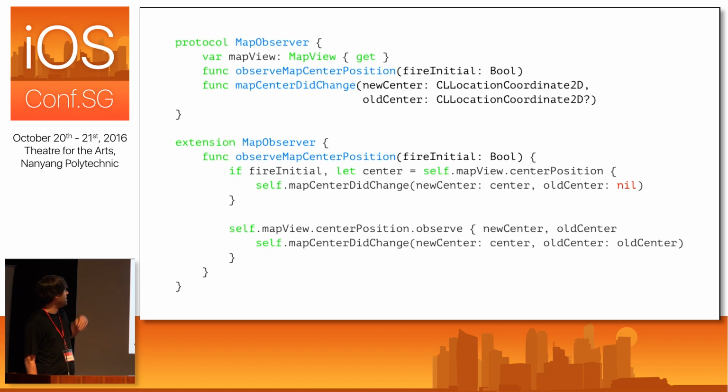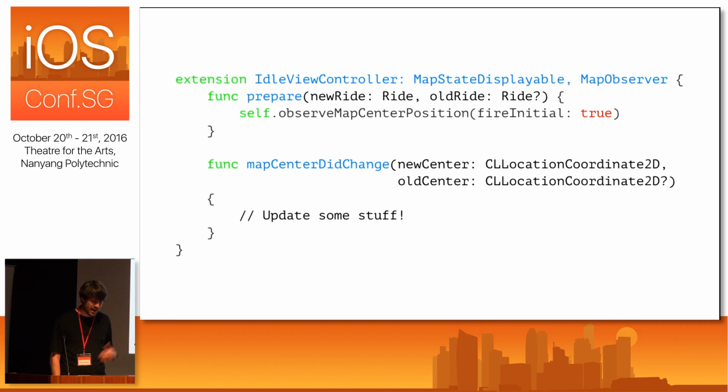We've defined this function here to start observing, and then it knows how to observe from the map view. And then all the view controllers have to do is call this observeMapCenterDidChange, and then they'll get called with periodic updates whenever the user interacts with the map, which allows them to fire network requests to update the drivers around or pricing or reverse geocode or whatever they really need to do. And it's super easy to adopt because we already have a MapStateDisplayable, so we just throw in the MapObserver conformance, and then in our prepare function we subscribe to these updates, and then we can do whatever we want with that.